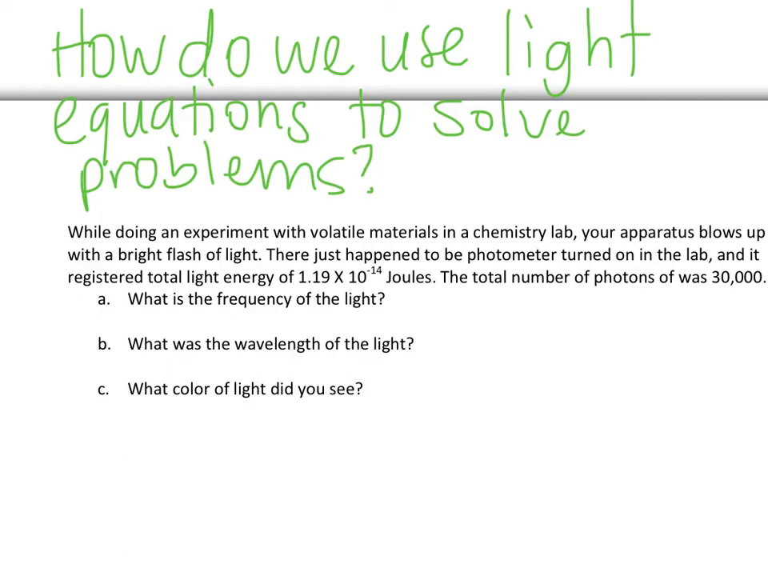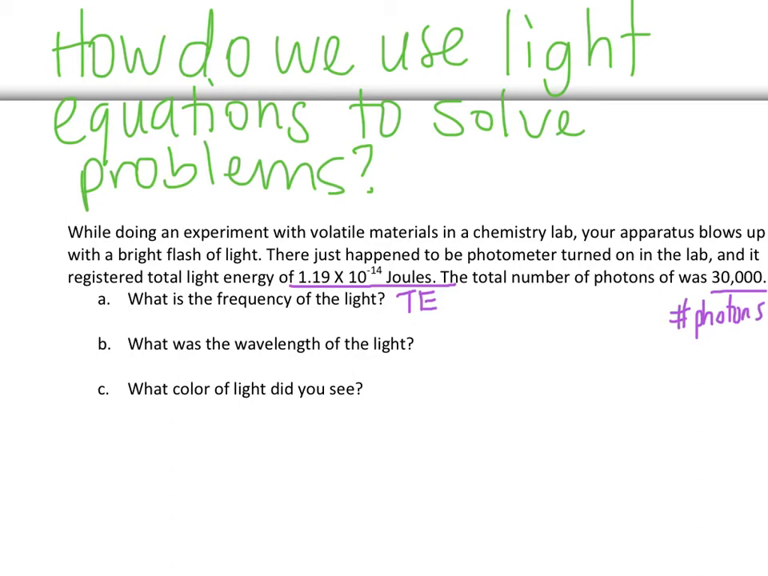So here's an example of a very difficult problem where you're going to have to use all 3 formulas. While doing an experiment with volatile materials in a chemistry lab, your apparatus blows up with a bright flash of light. There just happened to be a photometer turned on in the lab, and it registered total light energy of 1.19 times 10 to the negative 14 joules. So they just gave us the total energy, and it also says the total number of photons was 30,000. So they also gave us the number of photons.